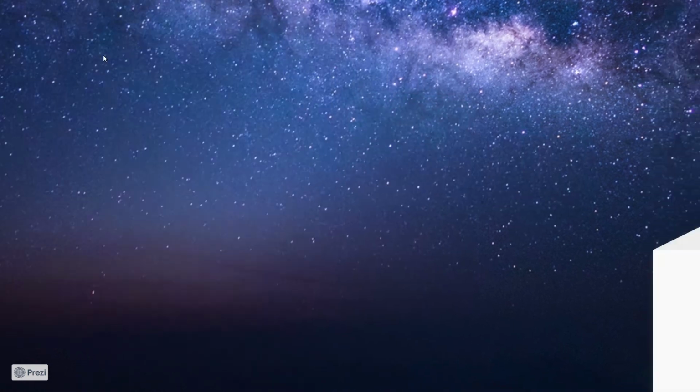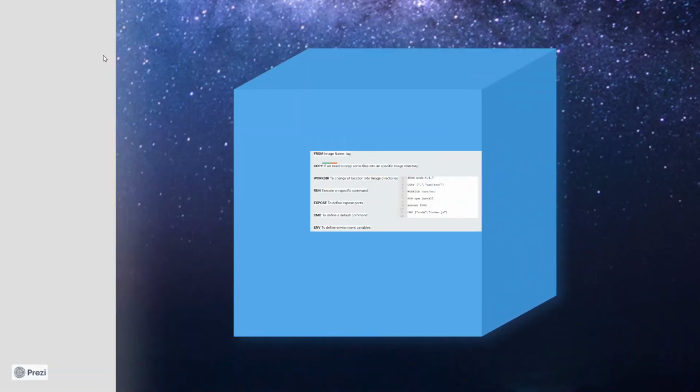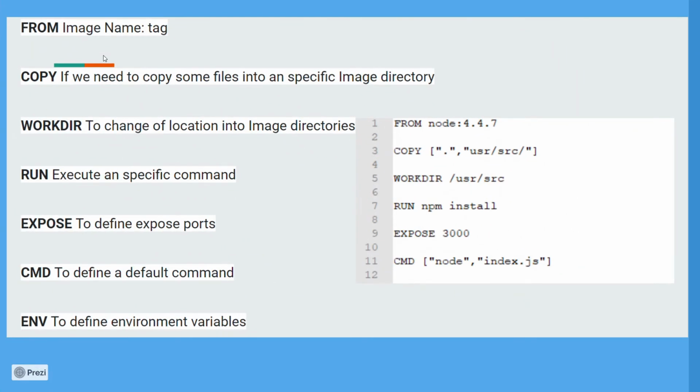So now we're gonna talk about the file structure. Here I want to show you the simple steps you need to create a Dockerfile. So here I have an example. First, we will need to define the Docker image with FROM. So we need to define the name and the tag, which is the version of the image. You can use the local image or a Docker Hub image too.